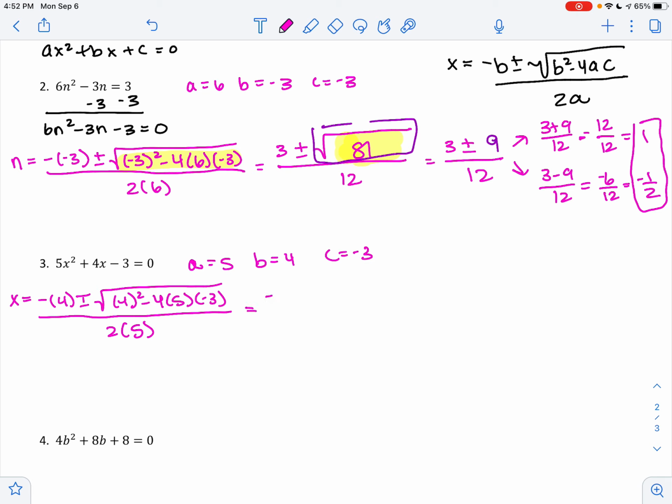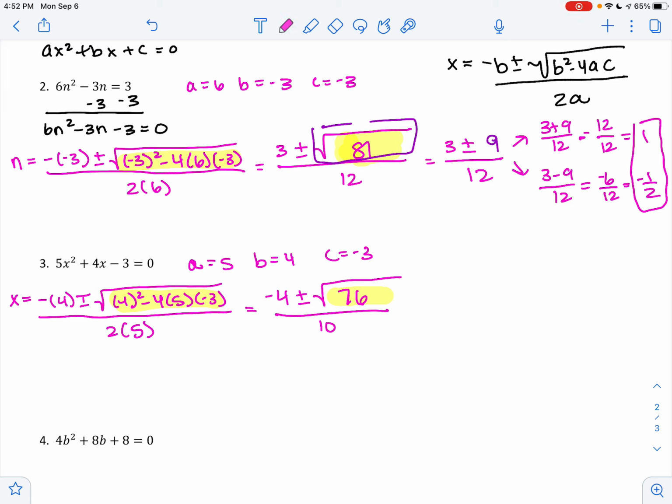Negative 4 is just negative 4 plus or minus the square root of, and now I am going to calculate my discriminant. So in my calculator, I'm going to do 4 squared minus 4 times 5 times negative 3. And when I do that, I get 76. 2 times 5 is 10. My discriminant is 76. So that is a positive number greater than 0. So that tells me that I should have 2 real solutions when I get my answer.